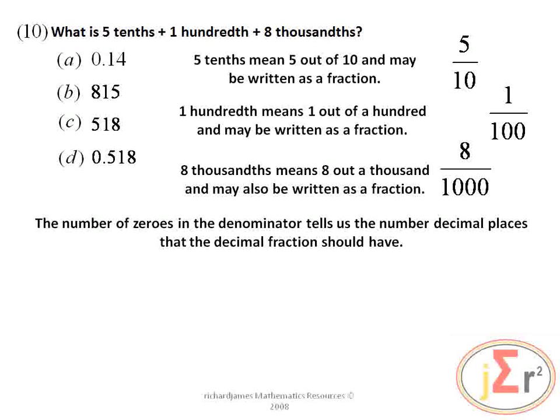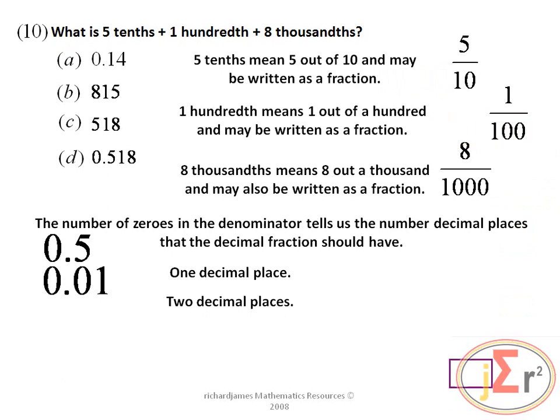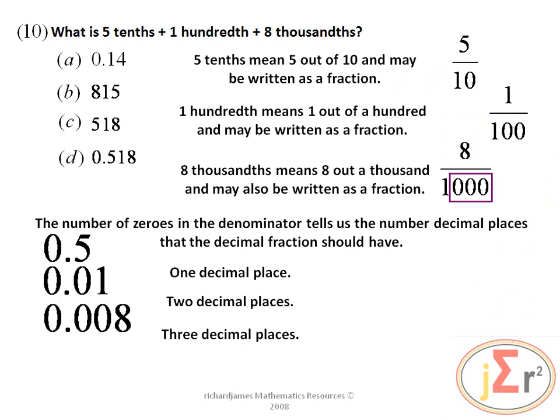The number of zeros in the denominator tells us the number of decimal places that the decimal fraction should have. So that should have what? We have 1 0. So how many decimal places, Jerry? 1 decimal place, 0.5. 2 decimal places, 0.01. 3 decimal places, 0.008.